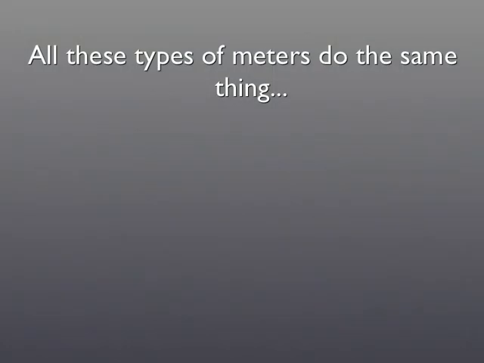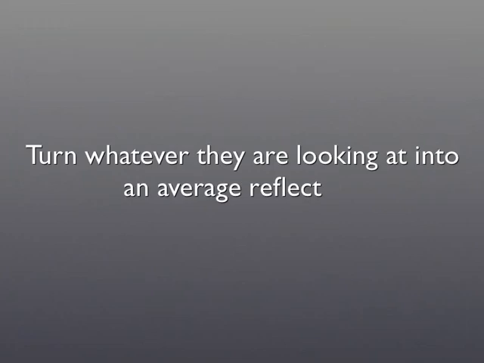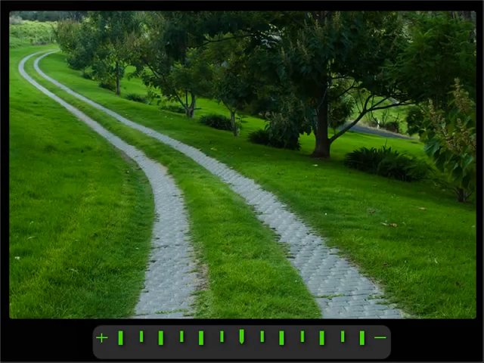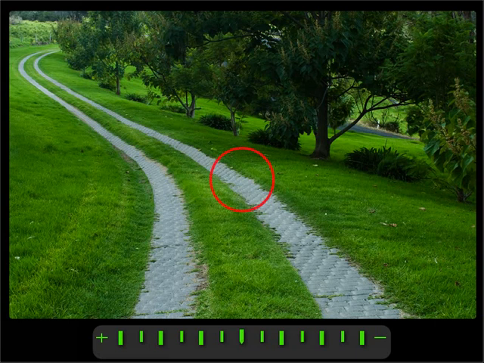All these types of meters do the same thing. They turn whatever they're looking at into an average reflectance, and they tell us they're doing it. It's always visible in the display at the bottom. When you press your shutter button halfway down, you get to see a little hash mark appear, and most times it'll be in the center, indicating it's going to create a middle tone value out of whatever is in front of your meter.